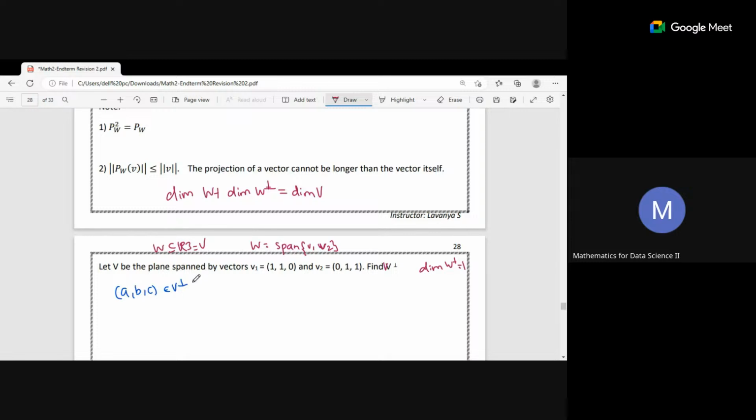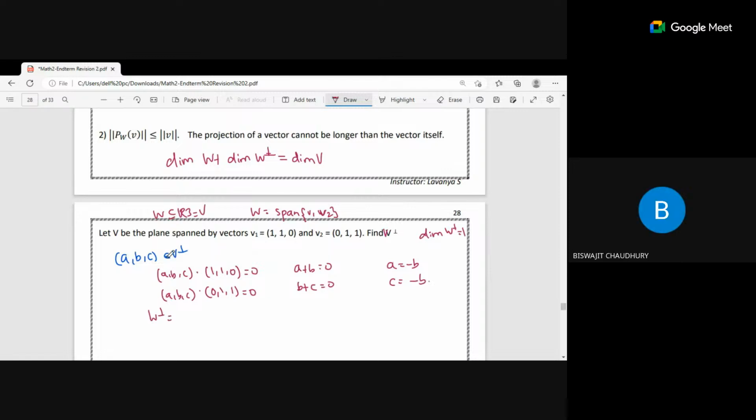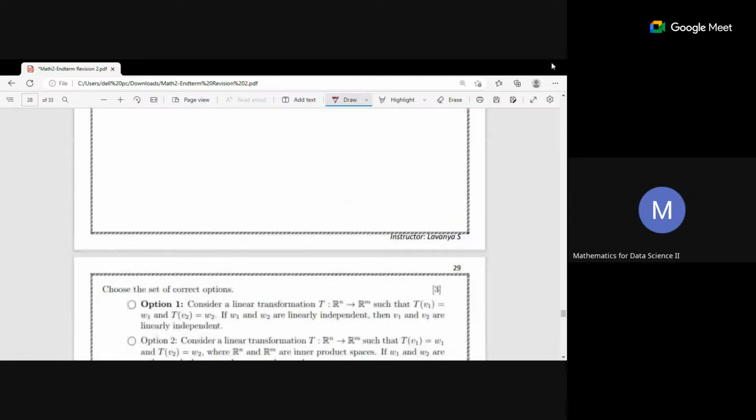So let A, B, C belong to W-perp. So A, B, C dot 1, 1, 0 is equal to 0, and A, B, C dot 0, 1, 1 is 0. So it means A plus B is equal to 0 and B plus C is equal to 0. So A is minus B and C is minus B. So what is your W-perp then? Span of 1, -1, 1, or -1, 1, -1. Okay, you know how to find it now, right? Yes.